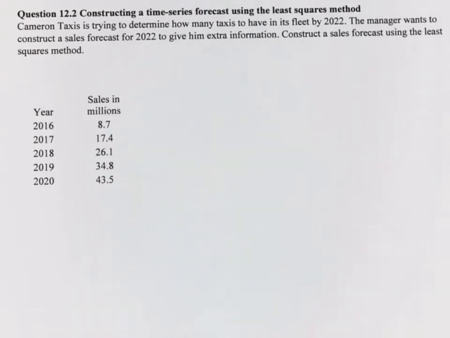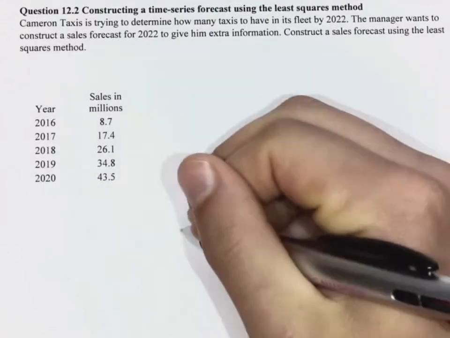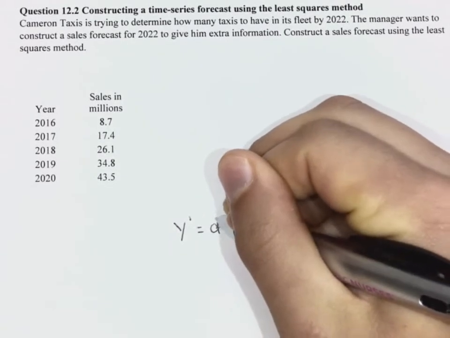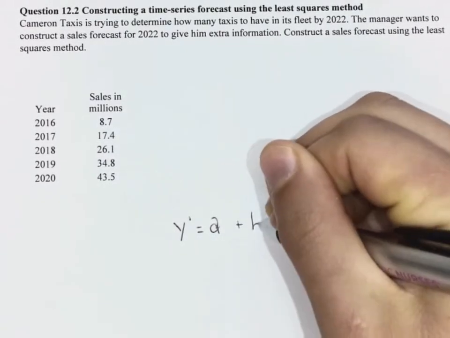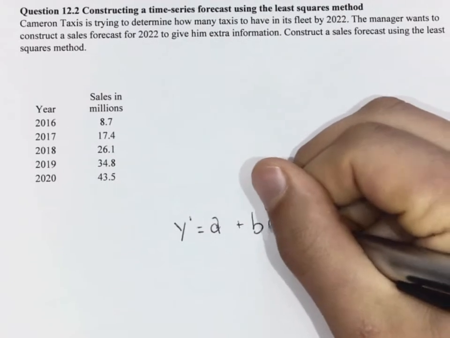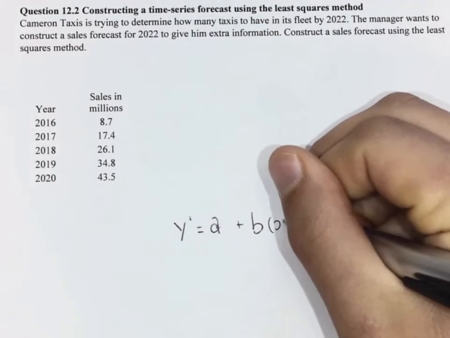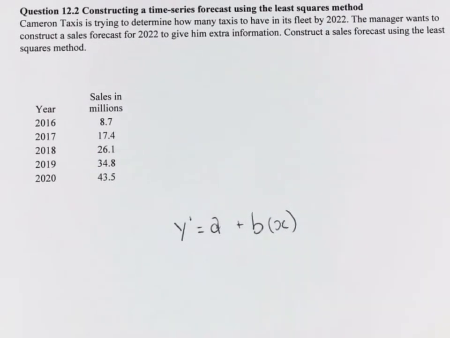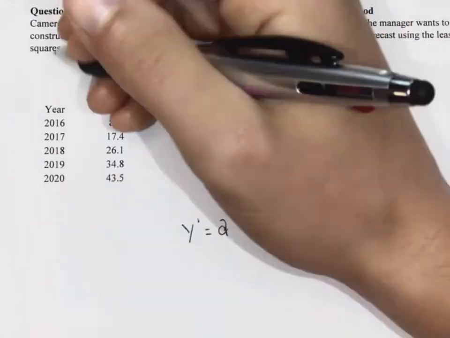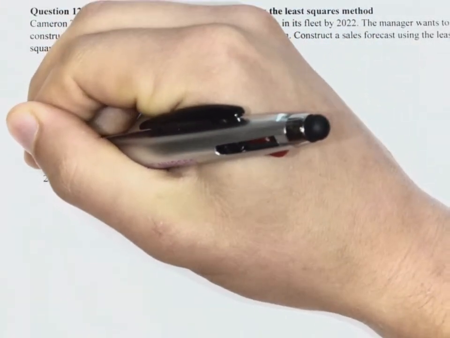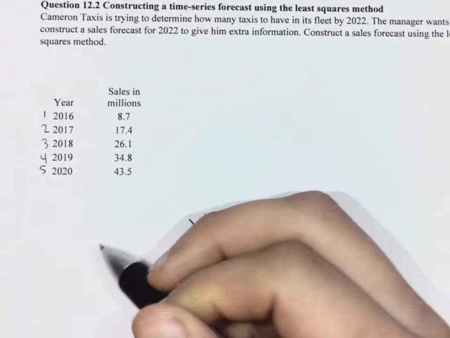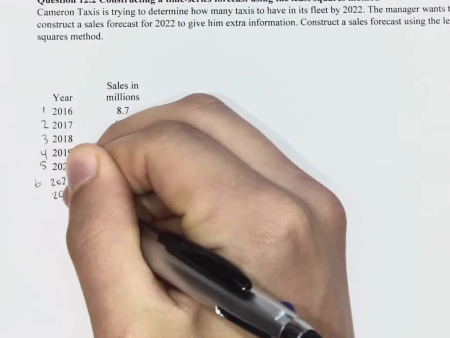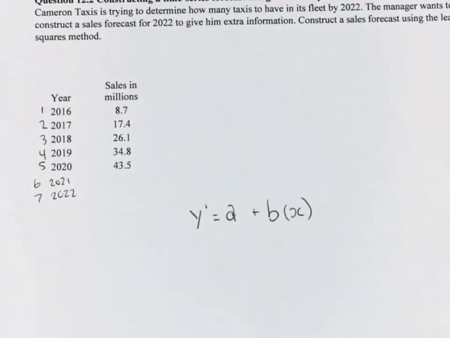So once again, we need to use our y prime equals a, which is our y-intercept, plus b, which is the slope of the line, times x, which is the variable. Now x is changing from, say, hours studied, etc., what we used before, to the year. So we can set these variables as year 1, year 2, year 3, year 4, 5. 2021 would be 6. 2022 would be 7, and so forth. It can go on as long as you'd like.